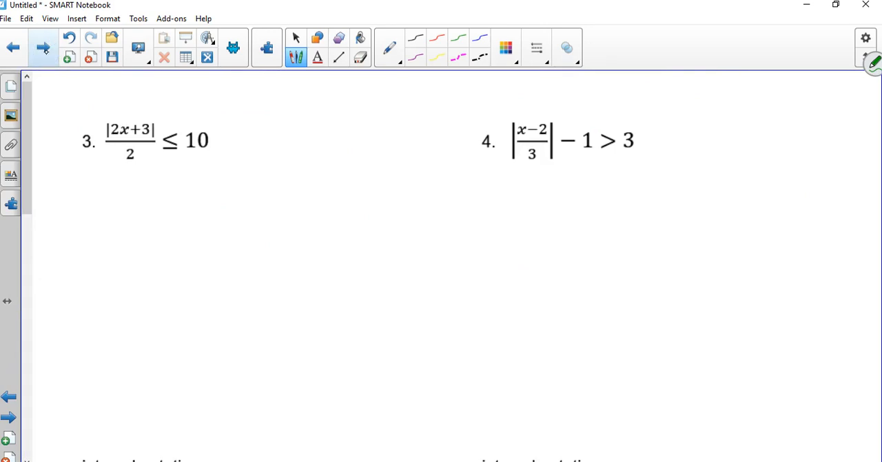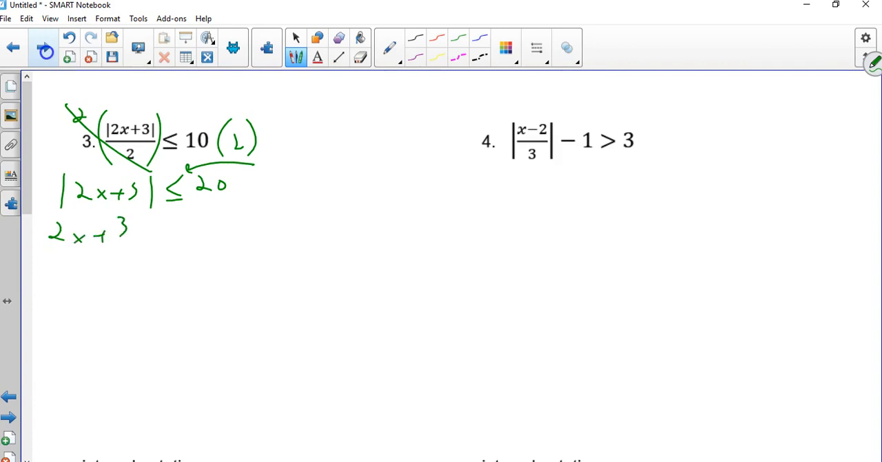Okay, what do we do here? We need to get it by itself, so we're going to multiply by 2, both sides. That gives me the absolute value of 2x plus 3 less than or equal to 20. And or, think about it. Everything's ready to go. 2x plus 3 is less than or equal to 20. 2x plus 3 is greater than or equal to negative 20.